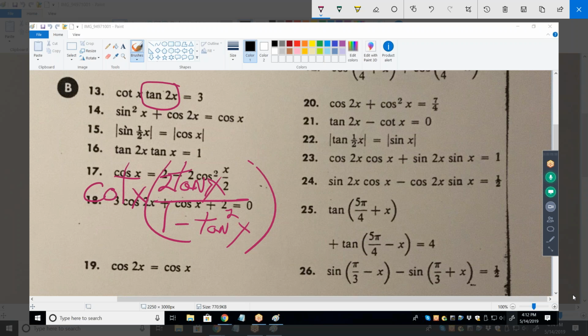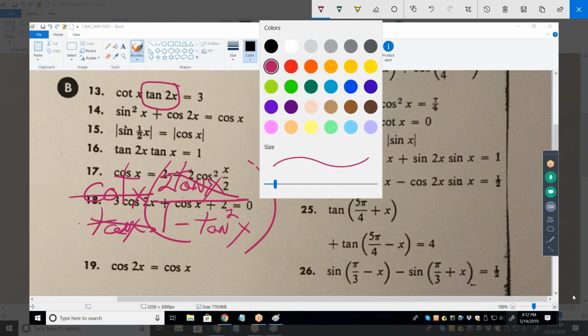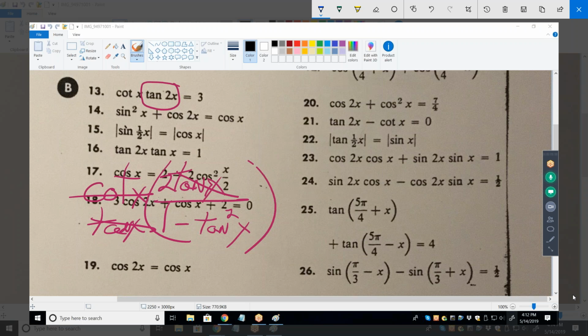And now, if you convert the cotan of x to something, what do you get? 1 over tan x, which puts it there, and now I can cancel that with that. So here's what I have. I have 2 in the numerator. I have 1 minus tan squared of x in the denominator. And all of that is equal to 3.